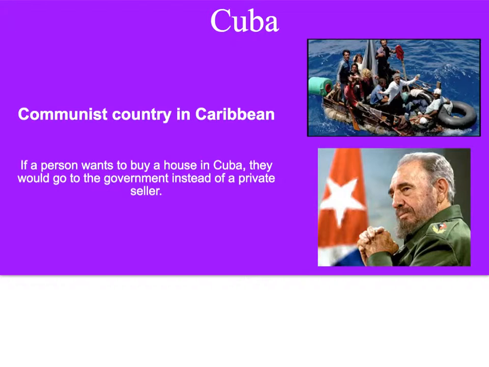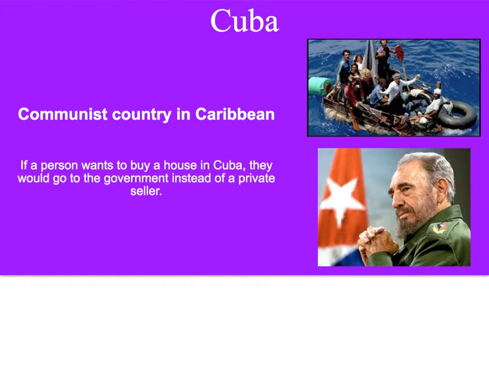So Cuba is a communist country located in the Caribbean. The government there is very regimented, very strict, just like you would expect in a communist structure. Because it's communist, the government controls businesses, education, finances, everything under the sun. It's so controlled that if you wanted to purchase a house in Cuba, you would not buy it from another person. You would buy it from the government because they own everything.